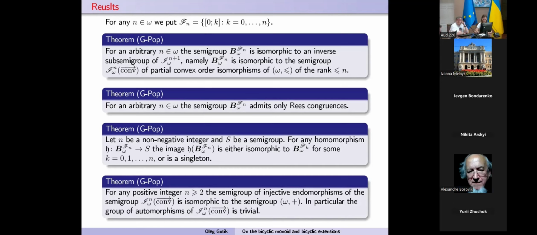And the next statement shows that the semigroup of injective endomorphisms of such a semigroup is isomorphic to omega with usual addition, and hence the group of automorphisms of such a semigroup is trivial. Also, Oleg Gutik described all non-injective endomorphisms of such a semigroup, but in this case it is a very difficult description, and I leave it.